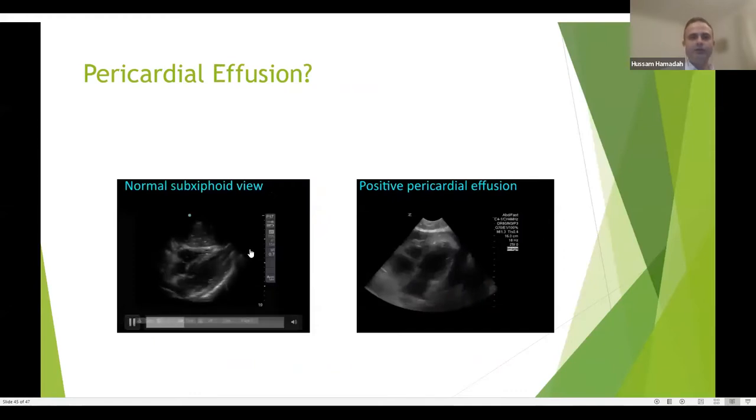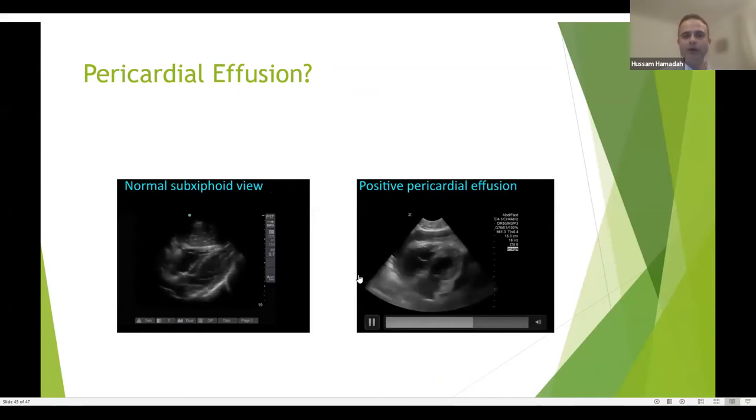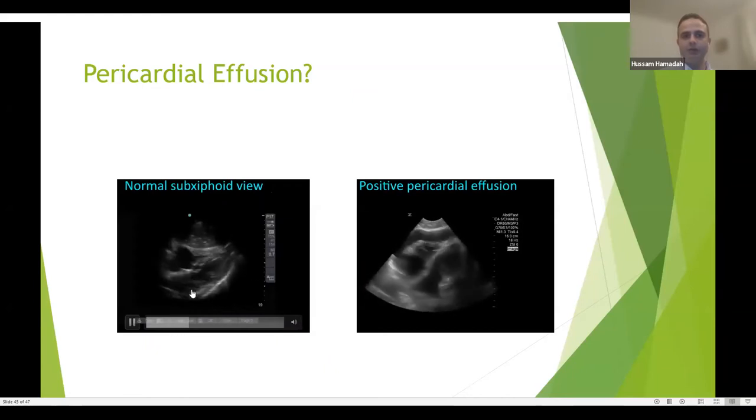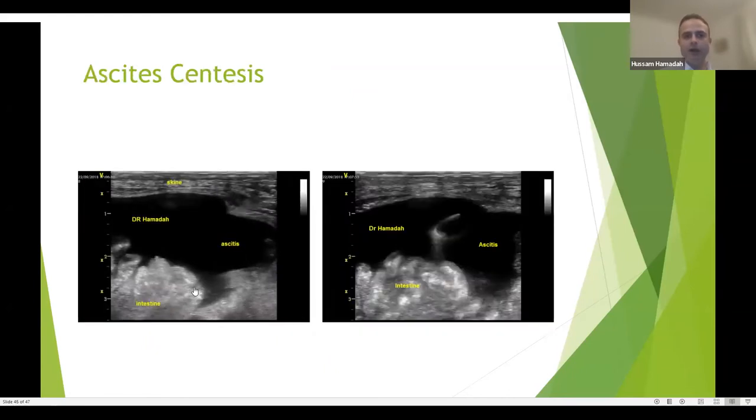When you have a patient with hemodynamic instability all of a sudden, even if they did echo in the morning and said the echo is okay, always do a quick view and answer the question. Is there pericardial effusion or no pericardial effusion? Is the function compromised or not compromised? This is an essential question for any intensivist to answer. So here, very clear, there is a pericardial effusion. Here, very clear, there is no pericardial effusion.